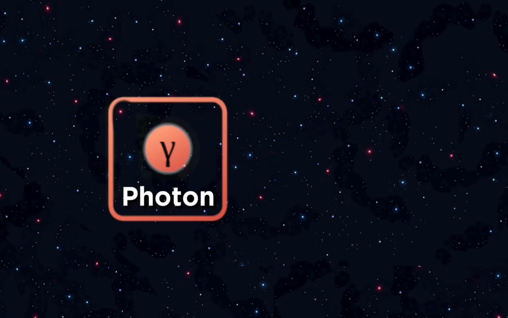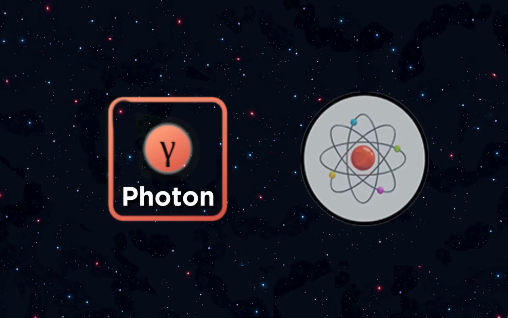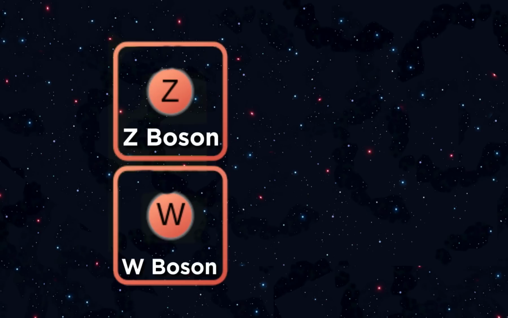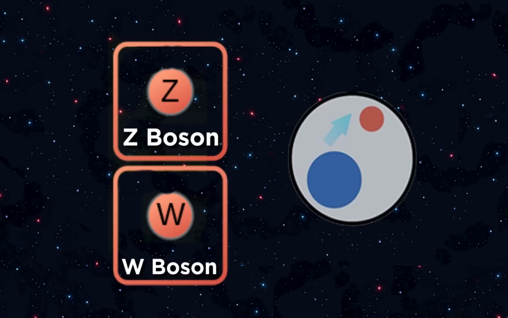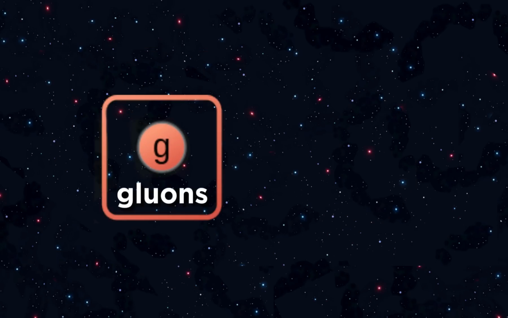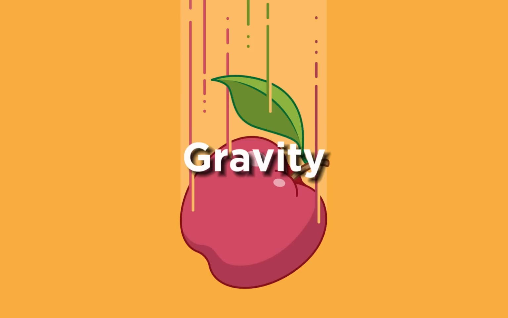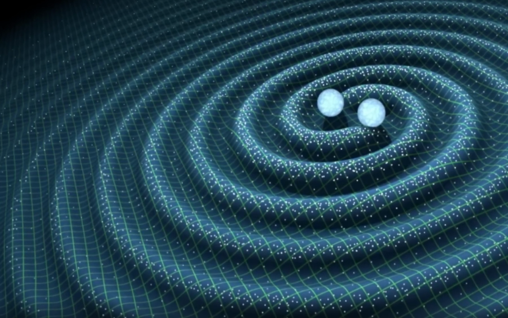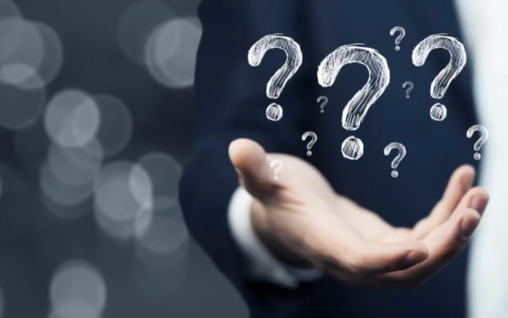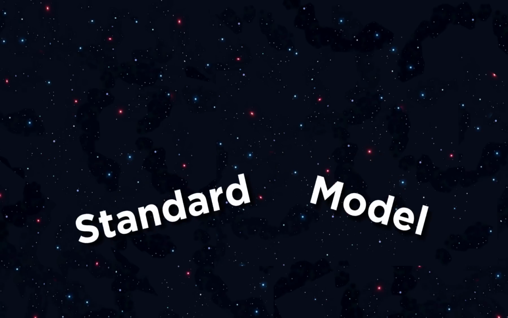We have the photon, which is responsible for the electromagnetic force, the W and Z bosons, who are in charge of the weak nuclear force, and gluons, which control the strong nuclear force. However, there is still one fundamental force that this model fails to explain: gravity. While there is a proposed boson deemed the graviton, we have yet to find any evidence of it, and this is where the standard model starts to break down.